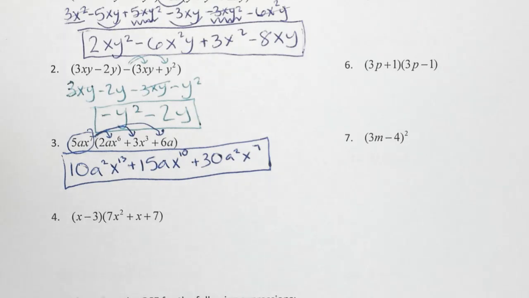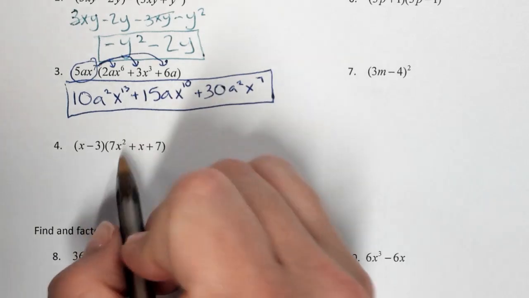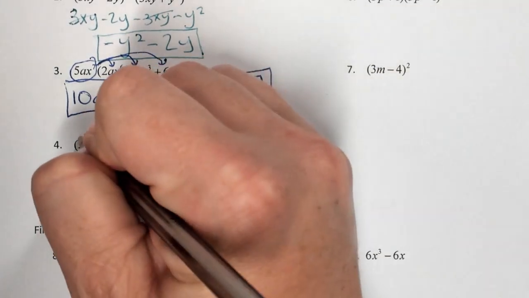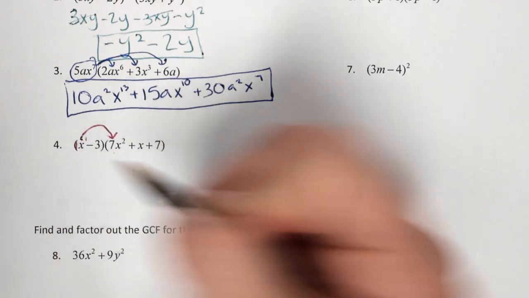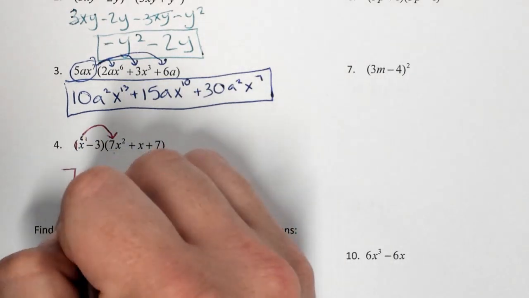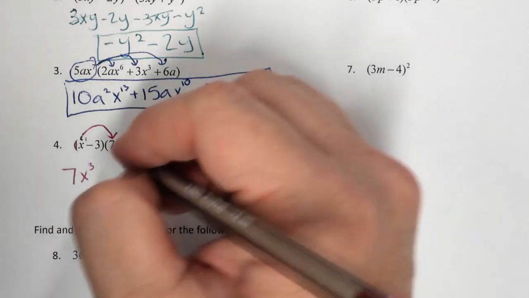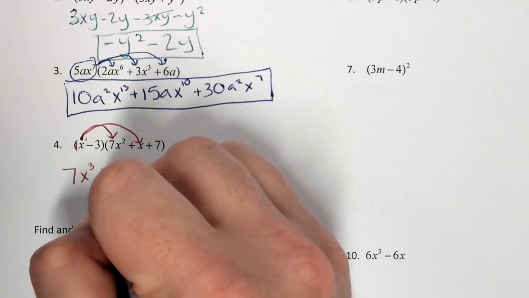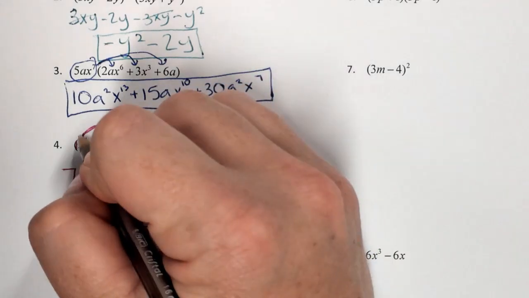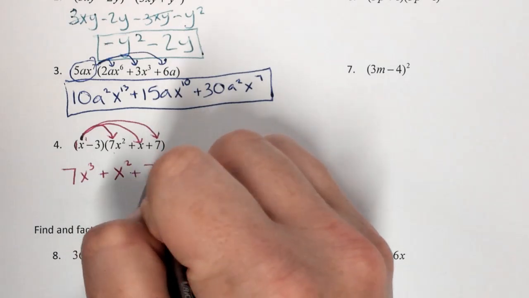Okay, so let's look at the next one. Here we're going to double distribute, but we have 3 terms, which is fine. X times 7x squared, well, this is x to the first, and technically it's 1x, so that's fine. 1 times 7 is 7. X times x squared is x to the third. X times x is positive x squared. X times 7 is going to be positive 7x.